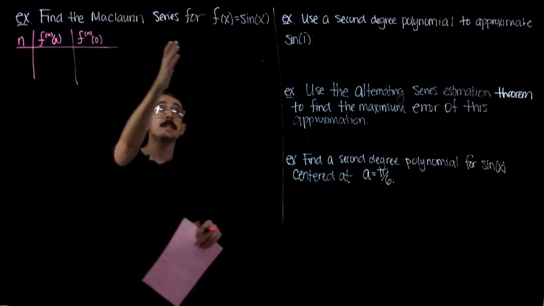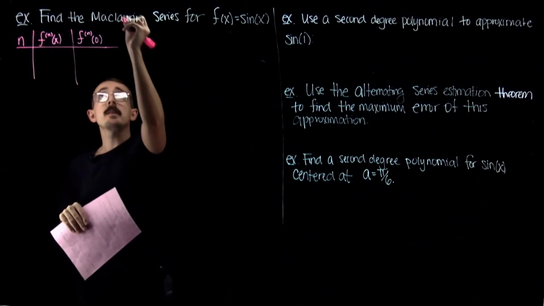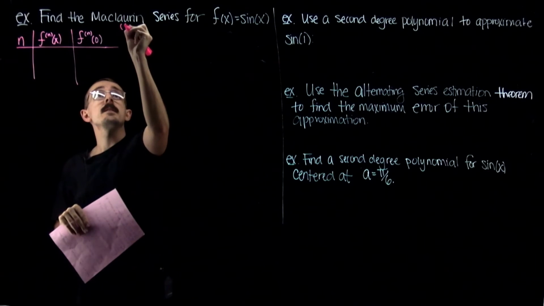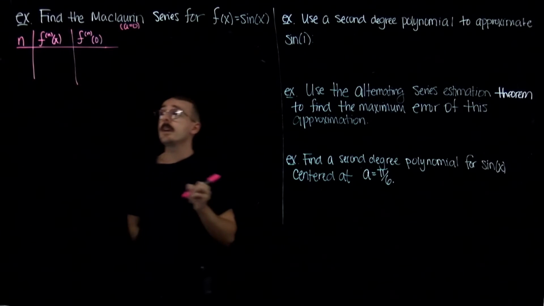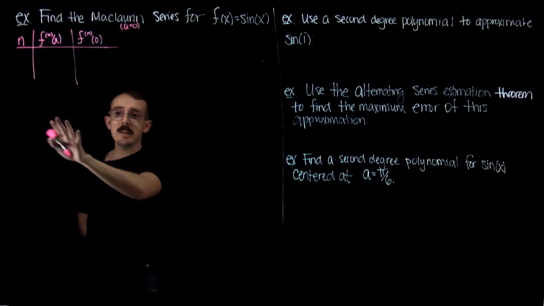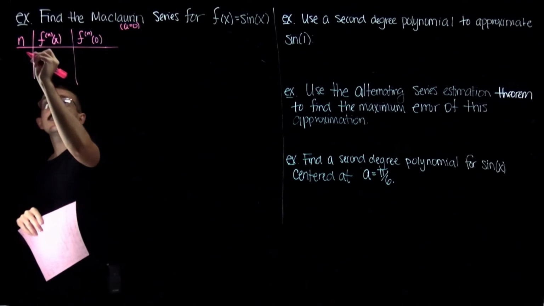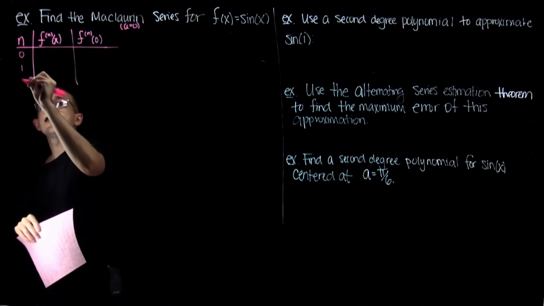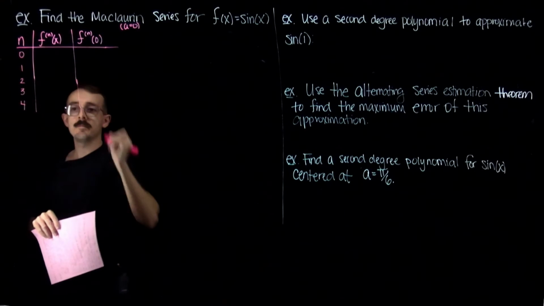So we're going to find the Maclaurin series for the function f of x equals sine of x. And remember, if it's a Maclaurin series, it's telling you that the center, a, equals 0. And I'm going to start the same table I did last time for the e to the x example. And we'll start filling in n values. So you start at 0, and I'm going to go down to 4.